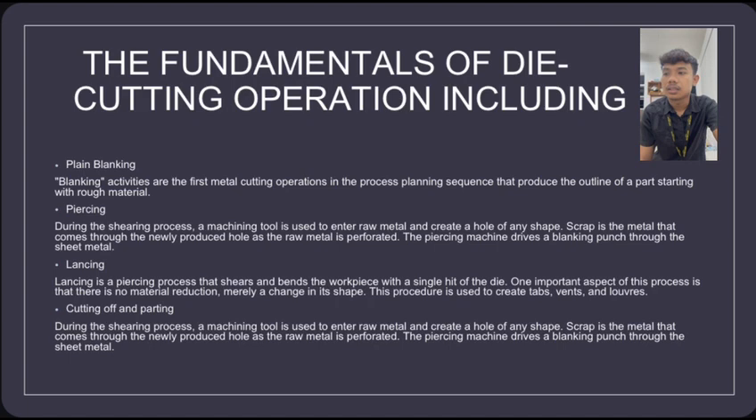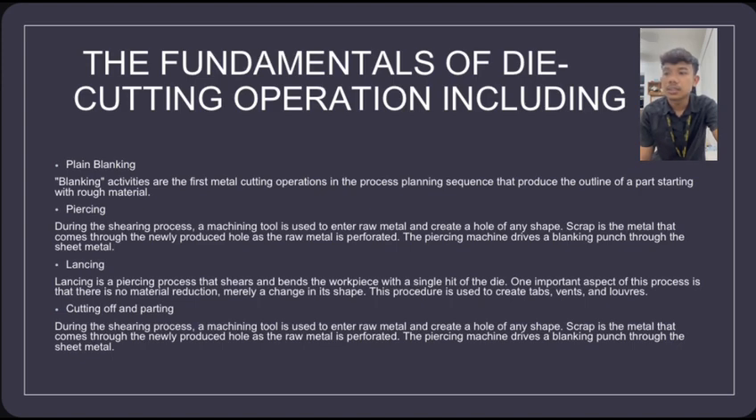Number 3, lancing. Lancing is a piercing process that shears and bends the workpiece with a single hit of the die. One important aspect of the process is there is no metal reduction, merely a change in its shape. This procedure is used to create tabs, bends, and louvers. And last, cutting off and parting.